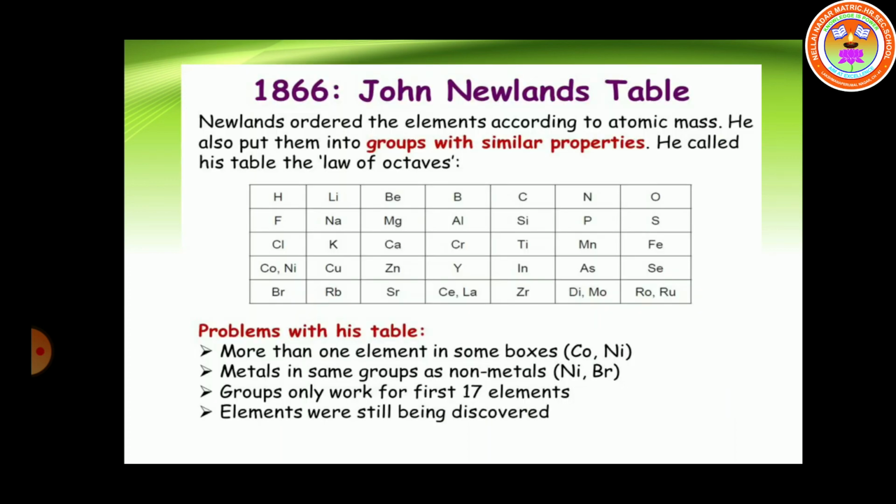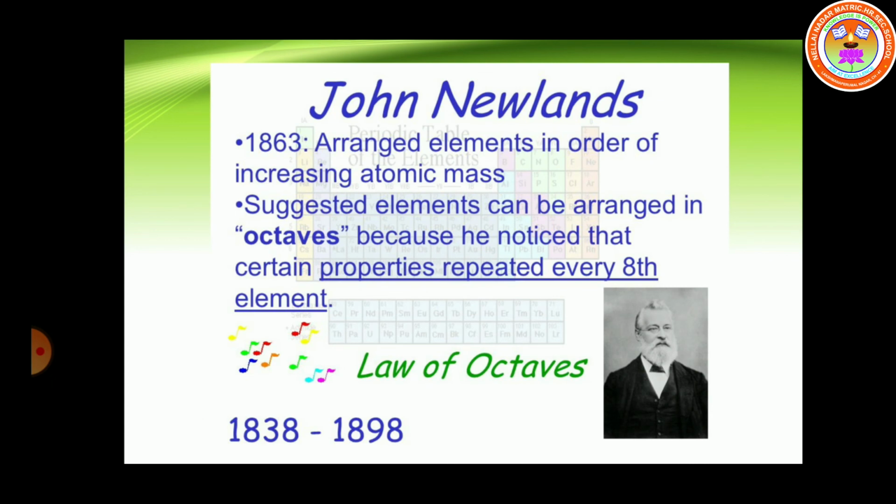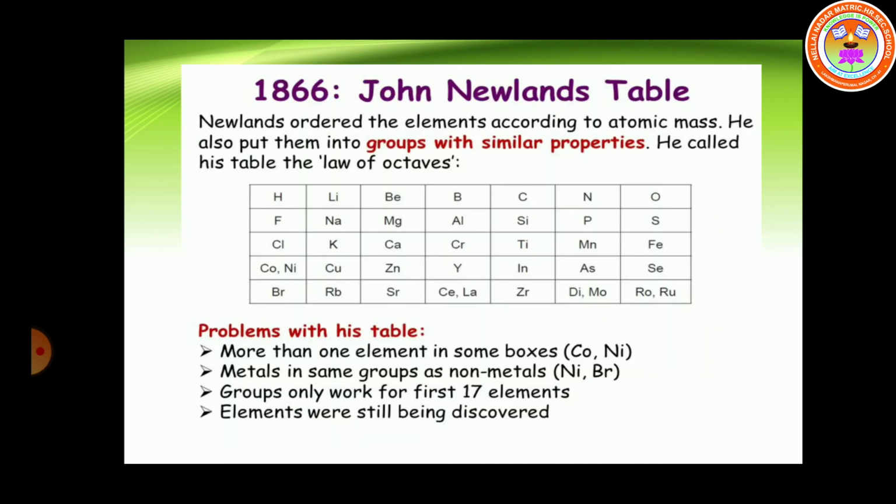And students, what have you learned today? Newland's law of octaves. And how many elements did Newland arrange? 56 known elements at that time. He arranged these 56 elements in the increasing order of their atomic masses. And every eighth element had properties similar to those of the first element, like the eighth note in an octave of music.